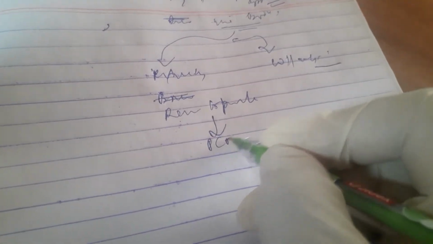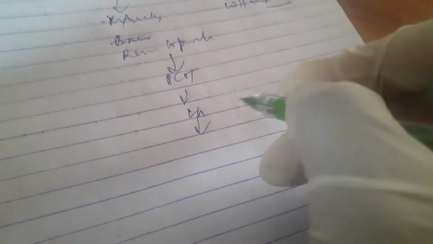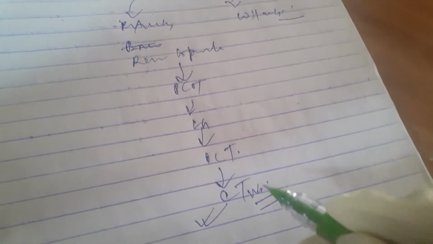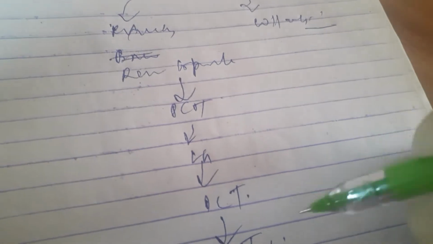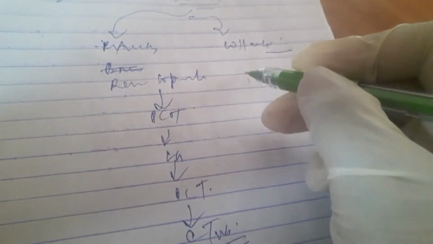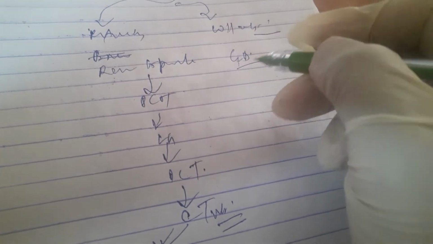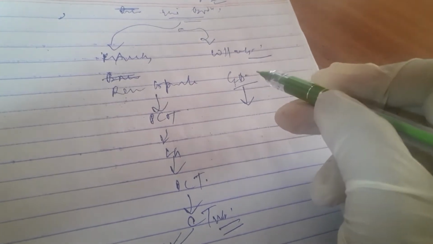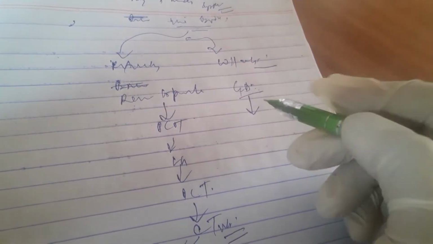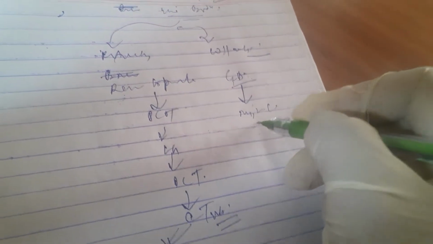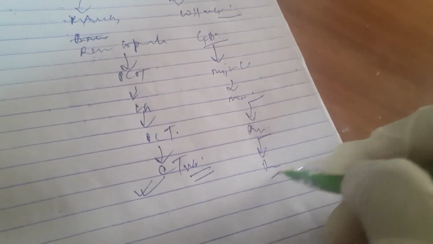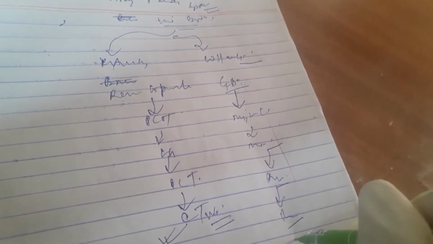From Bowman capsule, we can say renal corpuscle, then to the proximal convoluted tubule, then to the loop of Henle, then to the distal convoluted tubule, then to the collecting tubule. Up to this much is the excretory part. And from the collecting duct onward, that is the collecting duct, also known as the duct of Bellini or papillary duct, then to the minor calyces, then to the major calyces, renal sinuses, renal pelvis. Up to this much is the collecting part.